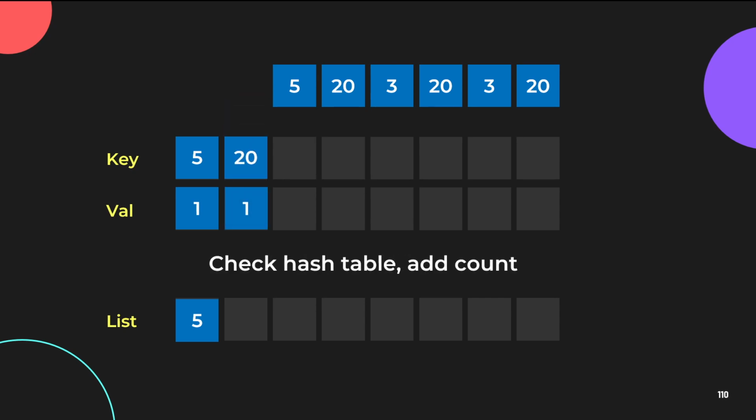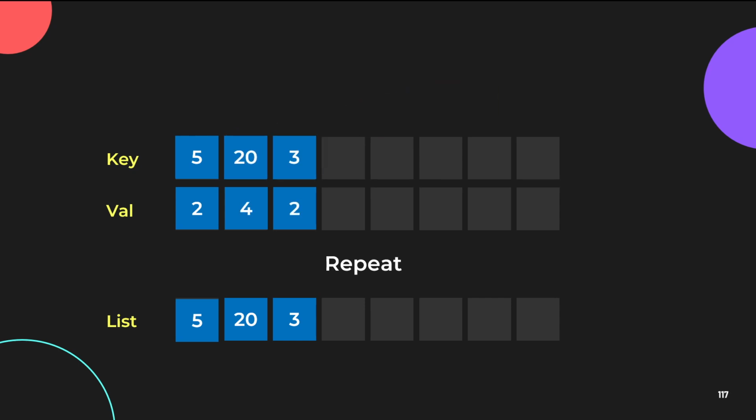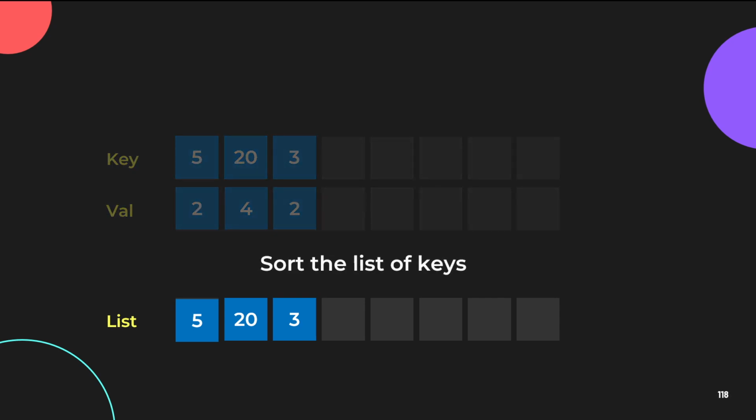Then you go to 20, check the hash table, add the count, add to the list. Then 5, it is there, so I just increment the count. 20 is also there, I increment the count. 3 is not there, so I add the count as 1 and include it in my list. 20 is there, increment the count. Now once it's done, this list has only 3 elements, and I need to sort this. Sorting this, I get 3, 5, 20.